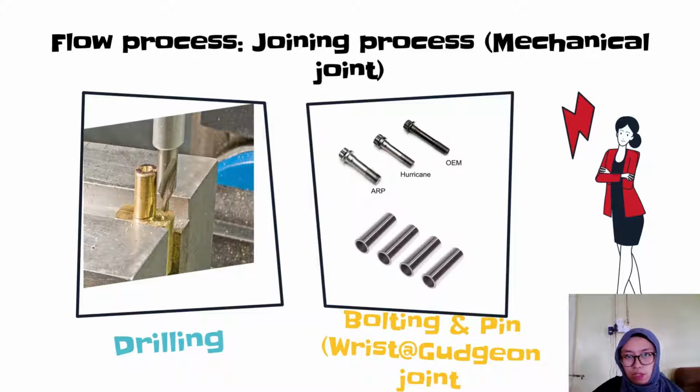This is the flow process for the joining process. For this process, we chose the mechanical joint, or another name, fastener joining process. Mechanical joining is widely used for joining two or more metal parts temporarily or permanently. For our product, we use temporary joining that involves drilling, bolting, and pin, where we use a wrist pin or gudgeon pin. The first step is drilling.